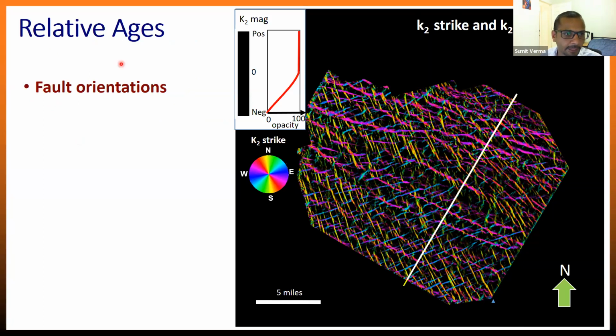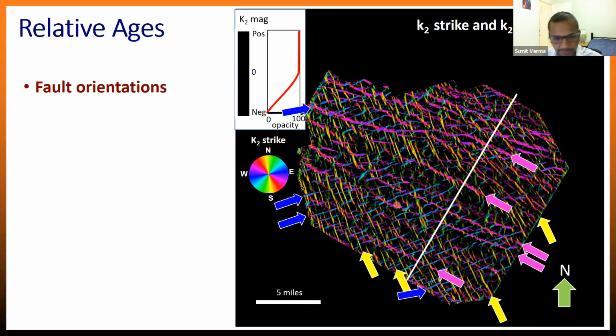One is the fault orientations. Here you can see the fault orientation shows one orientation like this, the magenta one, another orientation, the yellow one, and then a blue orientation. So there are three orientations only. We had divided the faults into three types: one with very significant throw, then less significant throw, and then almost no throw, or barely having a flexure.